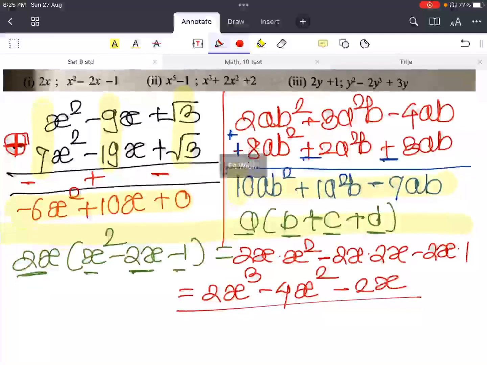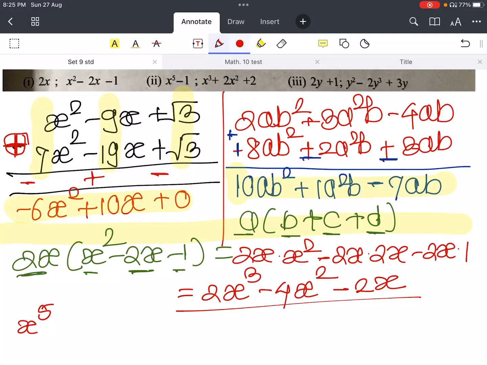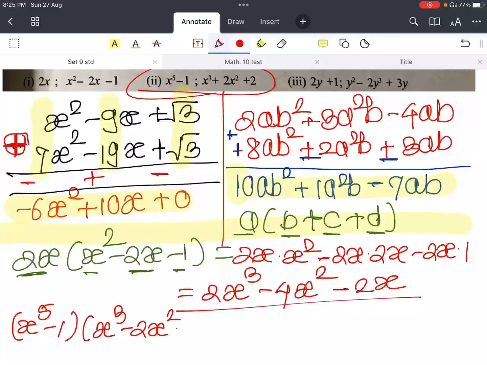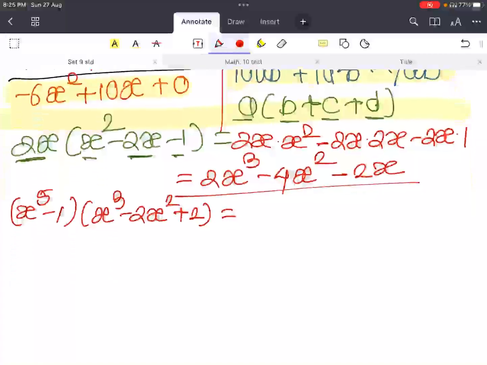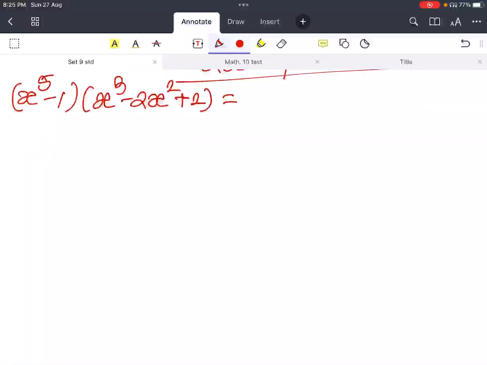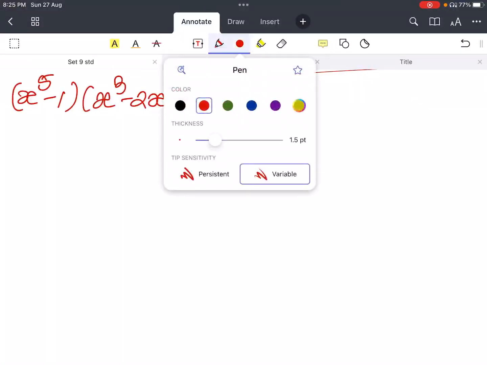Next question is like that: x raised to 5 minus 1 into bracket x cube minus 2x square plus 2. So this is our question, and we have to solve this.